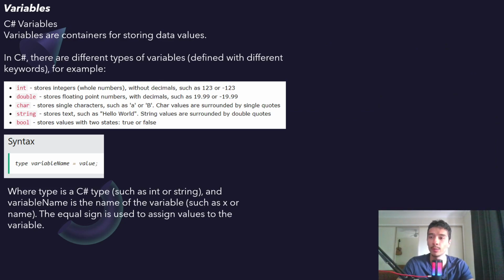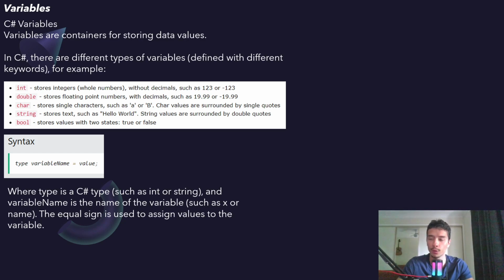Okay, so variables in C# are containers for storing data values. In C#, there are different types of variables defined with different keywords. For example, you've got integers, doubles, chars, strings and booleans. So you can see here, ints can store 1, 2, 3, negative 1, 2, 3, for example. Floats can store 19.99 or the opposite of that. Chars are singular characters, so B, A, Z, whatever. Strings are like Hello World, or I'm Isaac's Dev Corner, stuff like that. Bools are true or false statements.